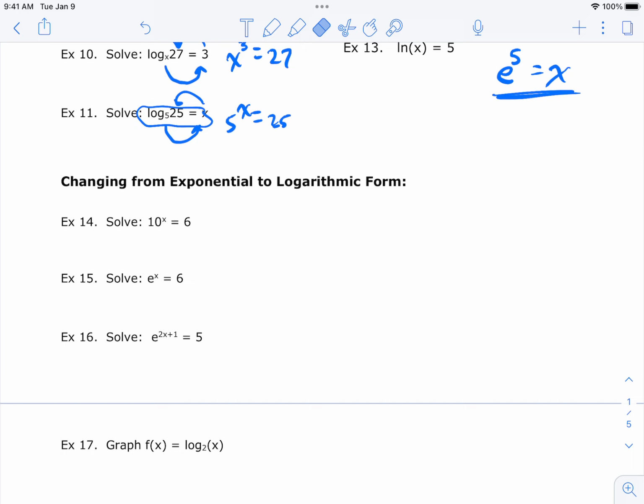Here's an exponential equation, 10 to the x equals 6. Now you can't really solve that in your head, can you? 10 to what power is 6? Well, 10 to the 1 is 10, that's too big. 10 to the 0 is 1, that's too small. 10 to the 1/2 would be the square root of 10. What's the square root of 10, folks? It's like 3.16 or so. So to get to 6, we'd have to be somewhere between 1/2 and 1 for our exponent.